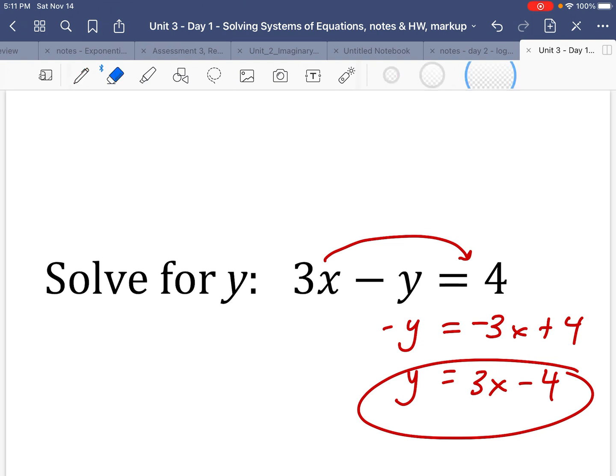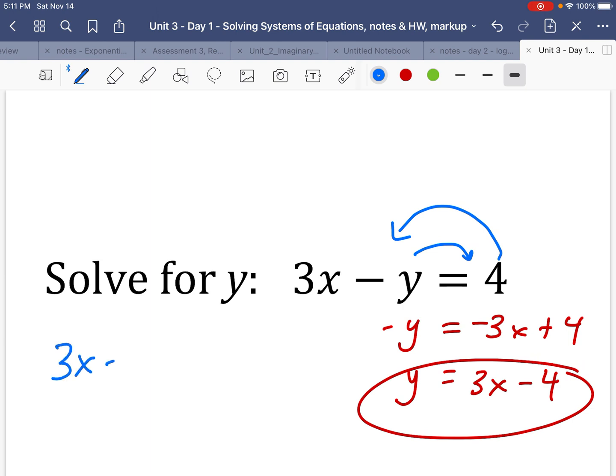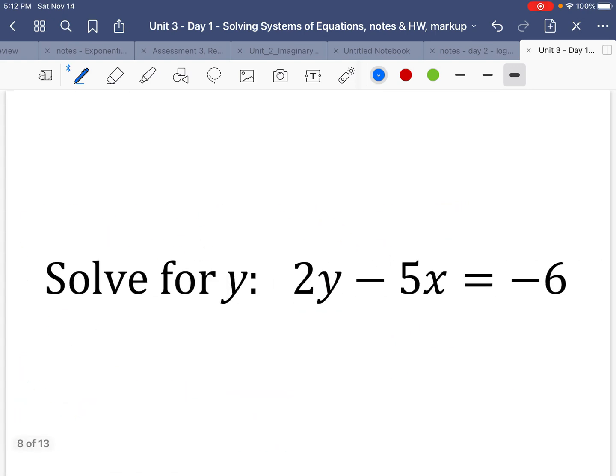Now another thing you could have noticed is this. Instead of moving that 3x to the other side, you could have said to yourself, well, I'm going to move the y over here and the 4 over there. So that would be 3x, the 4 would become negative, and the -y would become a positive on the other side. And you see, I get the same thing. So however you like to think of it, whatever you tend to see, try to do it the quicker way if you can. All right, let's look at this guy.